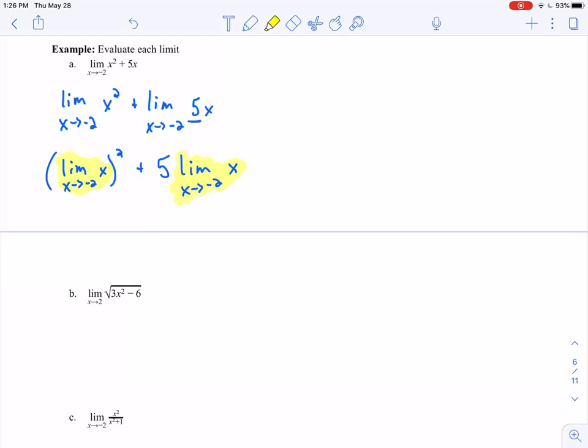Remember, if you go back and look at those limit properties, the second one said, you know what, if you just have the limit of x, you can just go ahead and plug in the limit that x is approaching, which in this case is -2. So I can say, okay, this is really -2 squared plus 5 times -2. And then from here, we've got a little bit of arithmetic. So -2 squared would be 4, plus 5 times -2 is -10, which would give me -6.